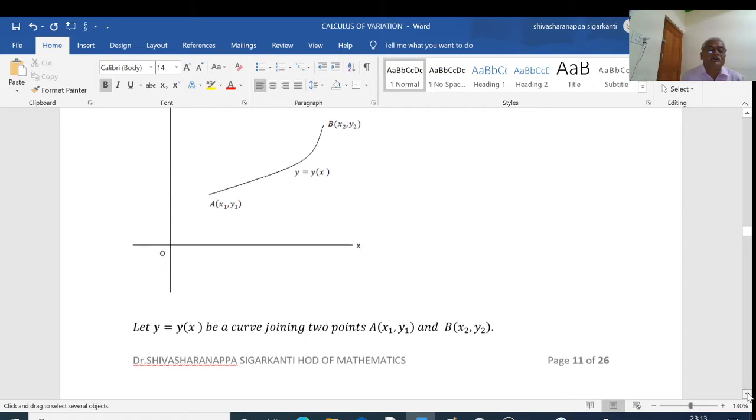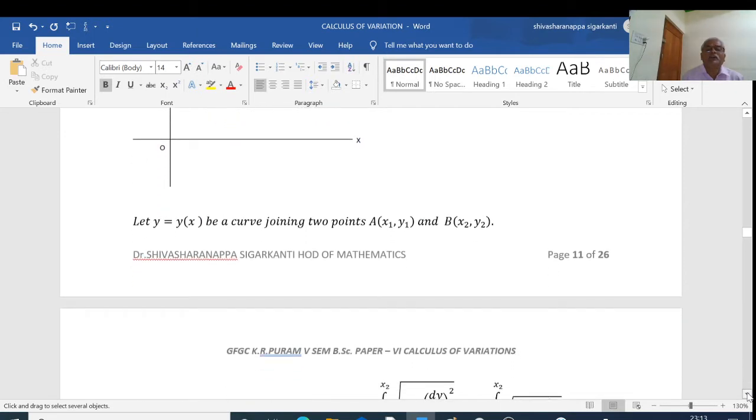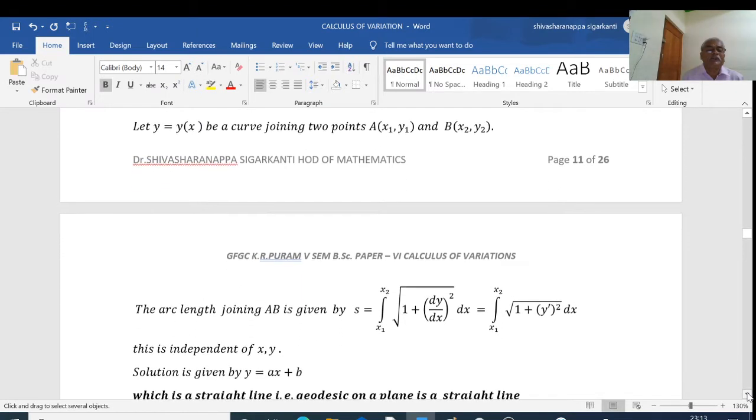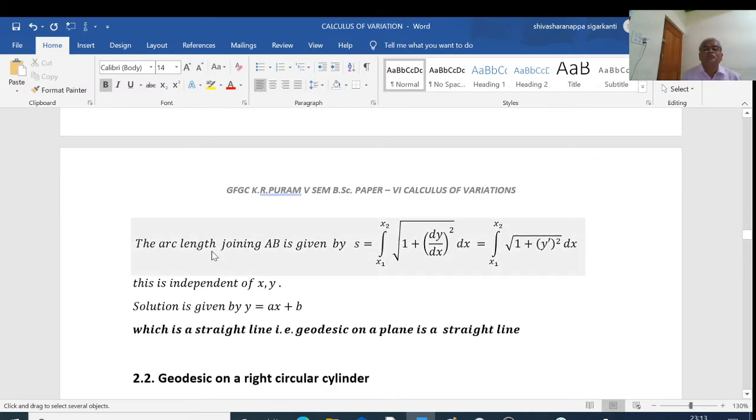Here y equal to y of x is a curve joining 2 points A (x1, y1) and B (x2, y2). The arc length is given by the formula ds equal to root of 1 plus (dy by dx) whole square. Therefore, s is equal to the integral from x1 to x2 of root of 1 plus (dy by dx) square dx, that is equal to the integral from x1 to x2 of root of 1 plus y dash square dx. This is my f.